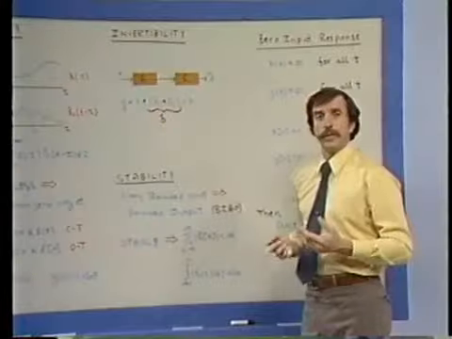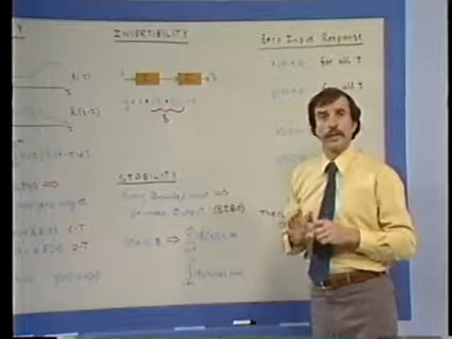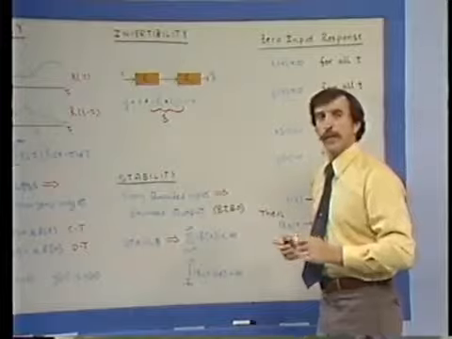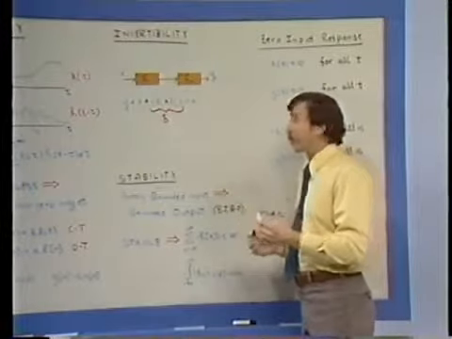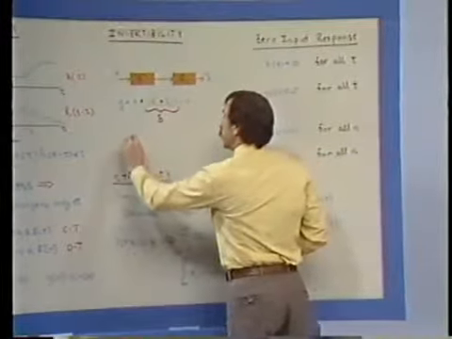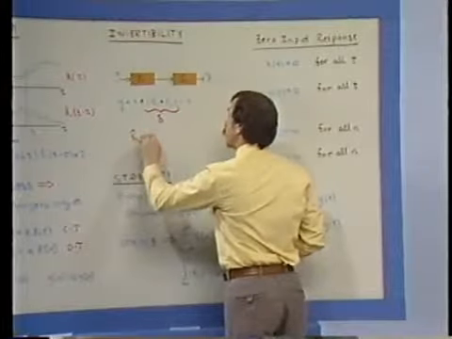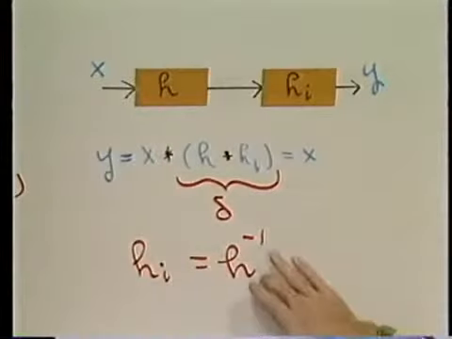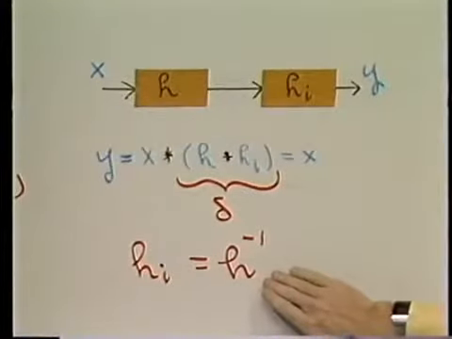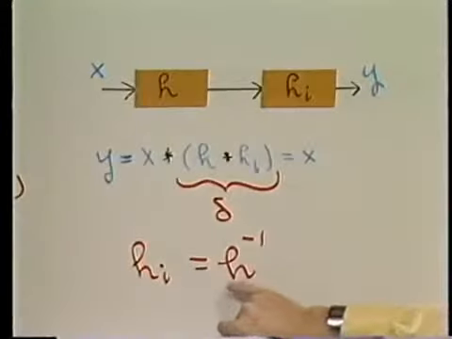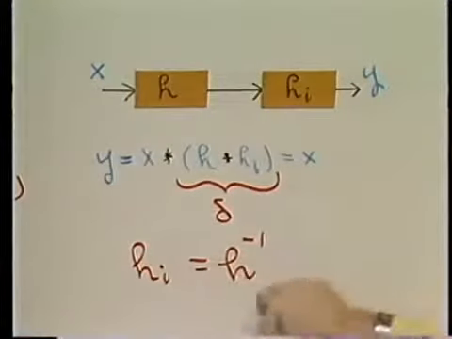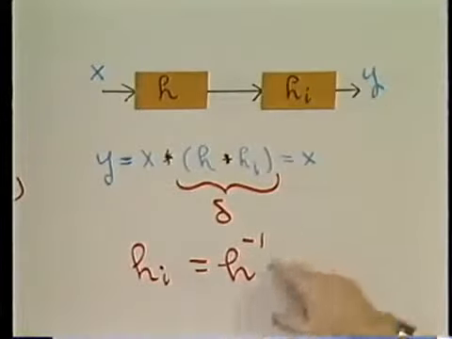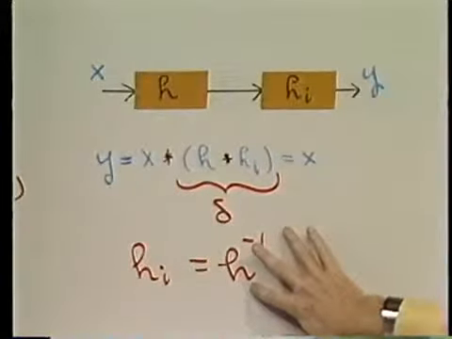Notationally, by the way, it's often convenient to write, instead of h sub I as the impulse response of the inverse, h to the minus 1. And we mean by that the inverse impulse response, and one has to be careful not to misinterpret this as the reciprocal of h of t or h of n. What's meant in this notation is the inverse system.